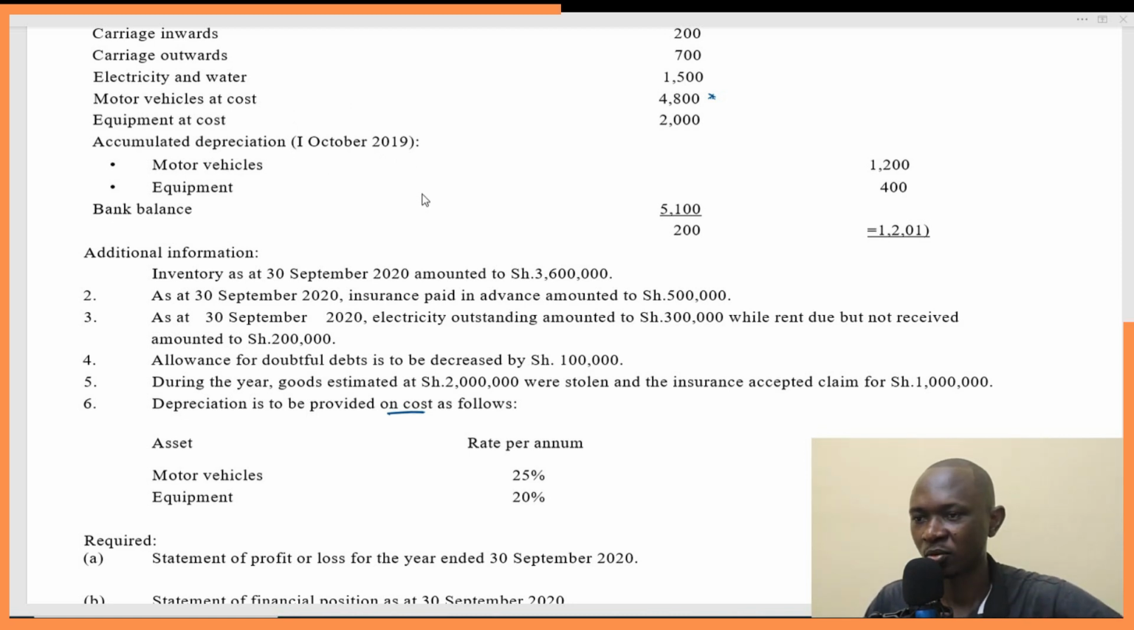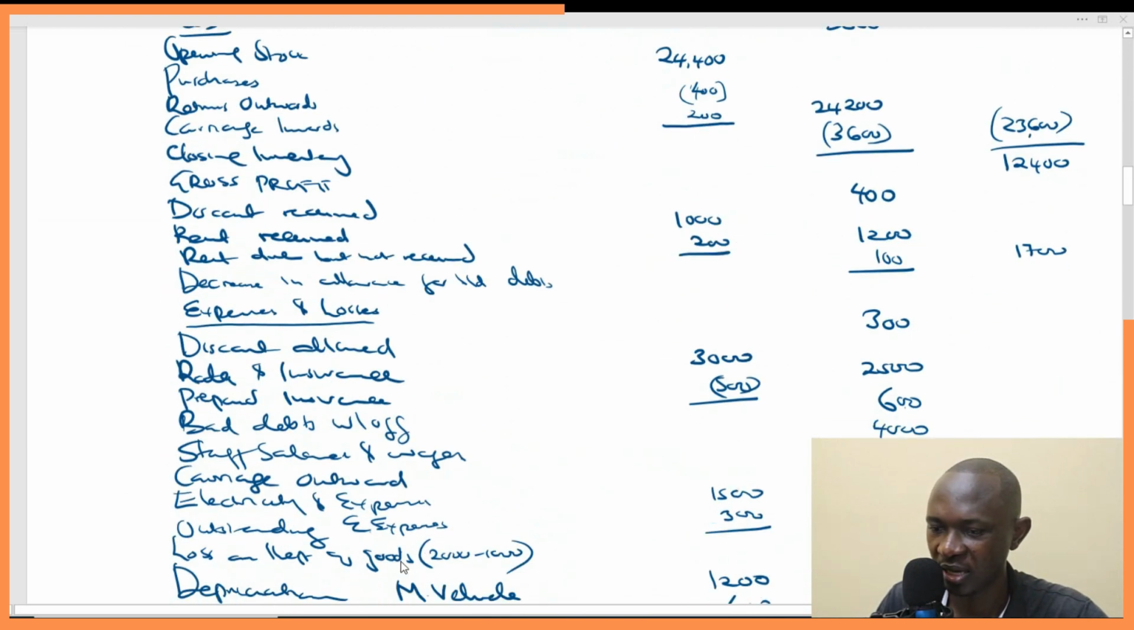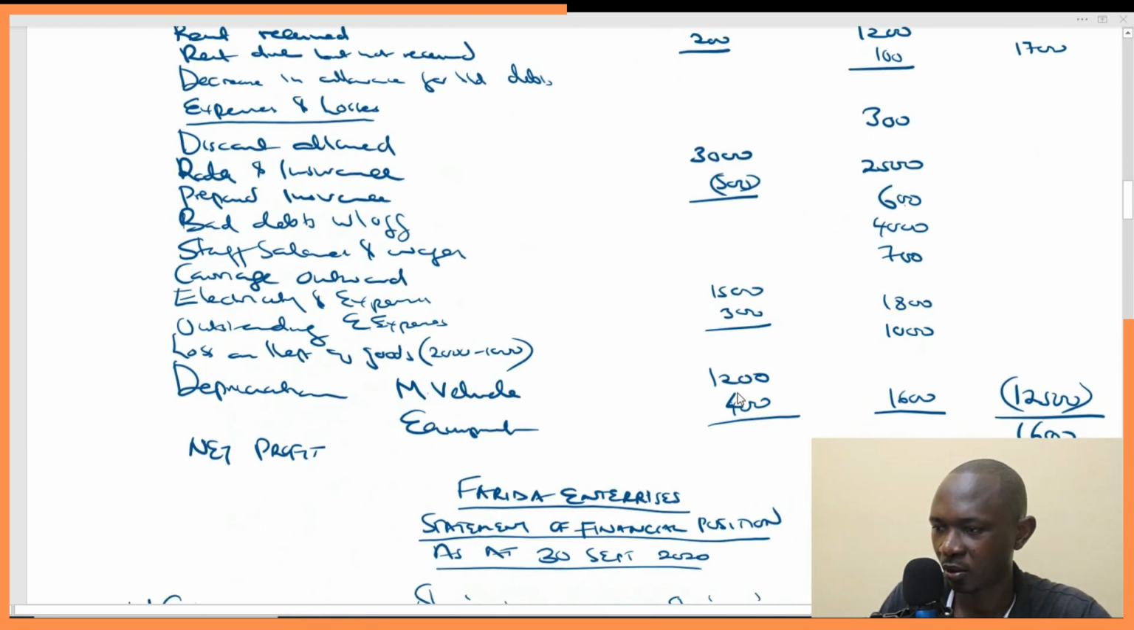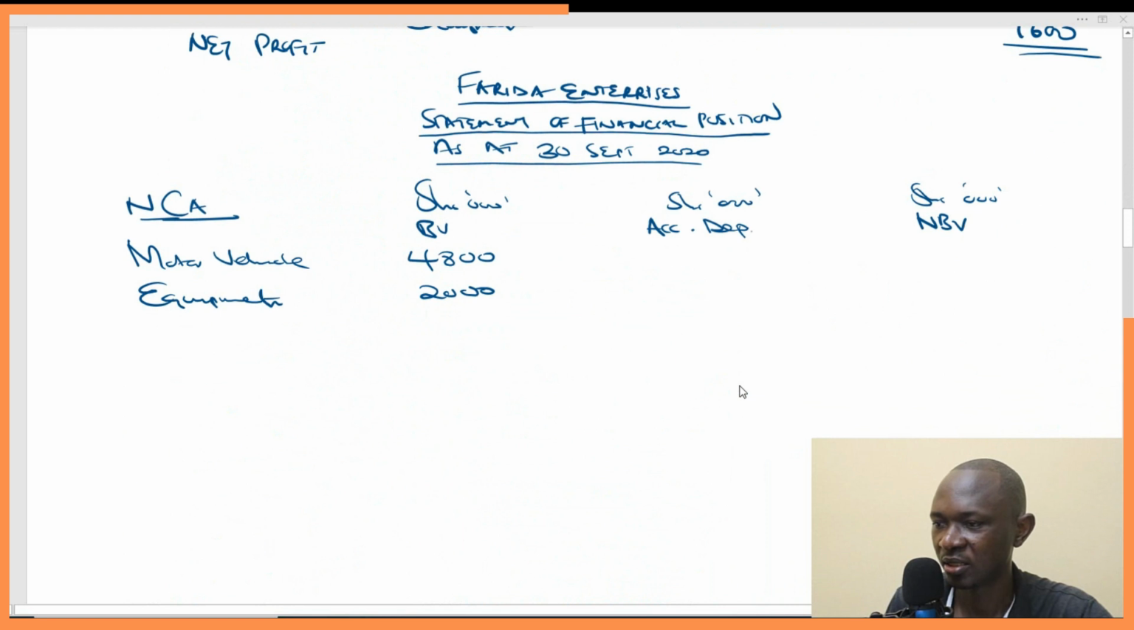So what is the depreciation for this year? It will be 1,200 plus for this year, which is here, plus 1,200. So that makes it 2,400. So the net book value will be 48 minus 24, which will be 24.